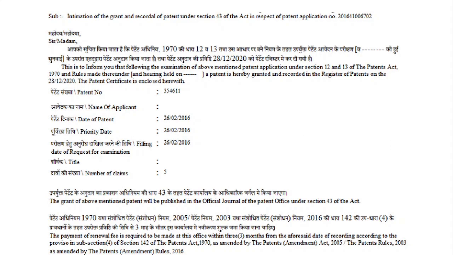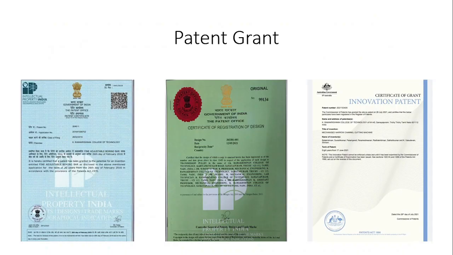This is the sample intimation of the grant and record of patent under section 43 of the Act in respect of the patent application number, which is my first patent, the initiation step for me. Now I have moved to 25 patents, but it is my first patent. This is the procedure I followed to get the patent from our Indian Patent Office. They intimate after completing the exam, after satisfying the examiners, I got the patent from the Indian Patent Office.